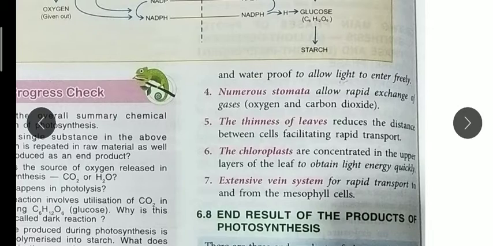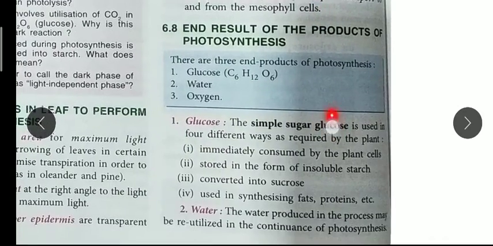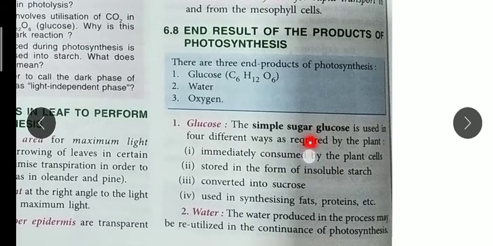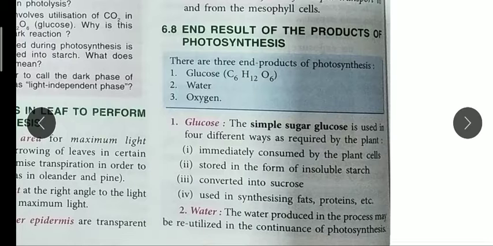Now what are the end products of photosynthesis? I told you that there are three, you can see here in the blue box: glucose, remember the formula of glucose, C6H12O6, water and oxygen. This glucose, which is a simple sugar, is required by the plant in 4 different ways. First, immediately, because it is an energy fuel, it can be consumed by the plant cell for different metabolic processes like respiration, growth, development, or for synthesis of proteins and other things.